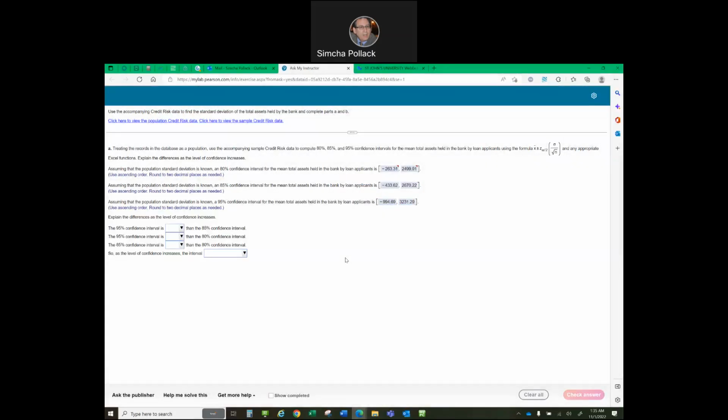Oh, no, there's more to this question. Okay, explain the differences. 95% is wider than the 80%. The 85% is wider than the 80%. The interval becomes wider. And that makes sense because again, a higher percentage means we're more sure. And the only way to become more sure is to make the interval wider and less precise.